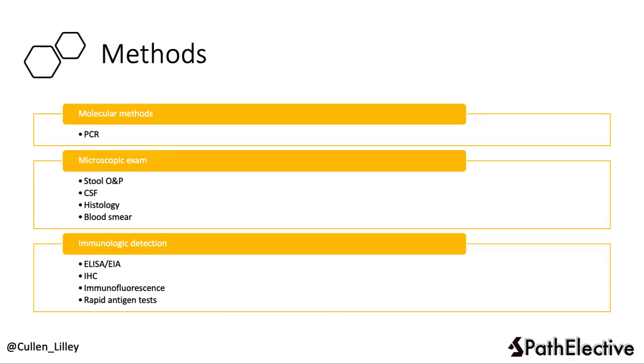Different methods of diagnosis. PCR is becoming very popular if you have it available and if you have the time. Microscopic exam of stools, CSF, histology, blood smears. The important thing about microscopic exam of stools, which we're going to talk about later, is you definitely have to make sure you look over multiple days because the sensitivity is not that great. Okay, and then immunologic detection. You have ELISAs or enzyme immunoassays. You also have immunohistochemistry, immunofluorescence, and rapid antigen tests.